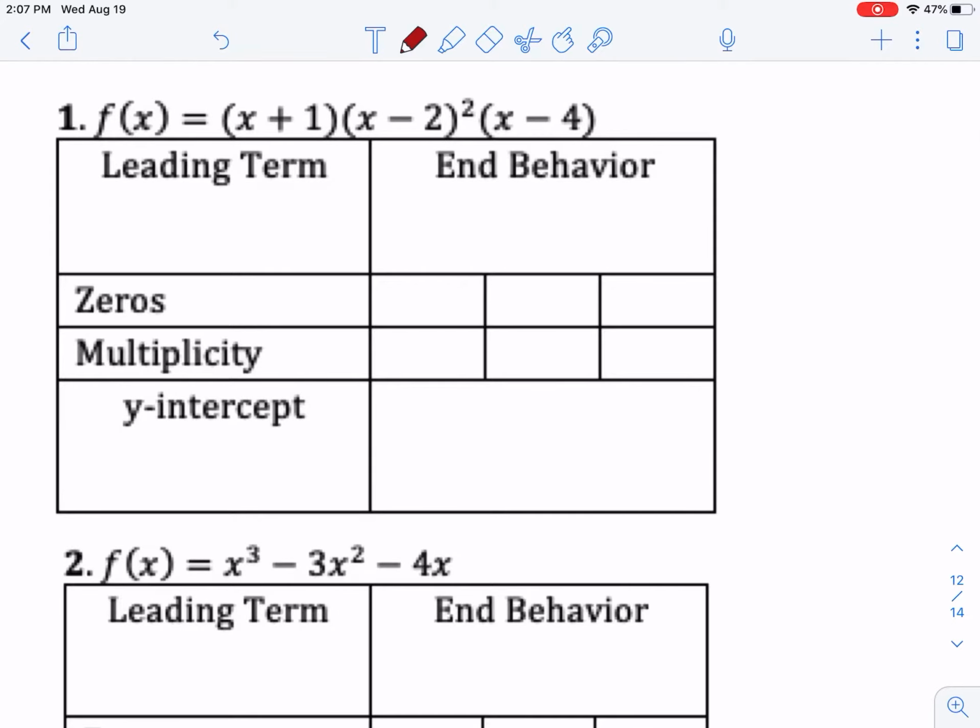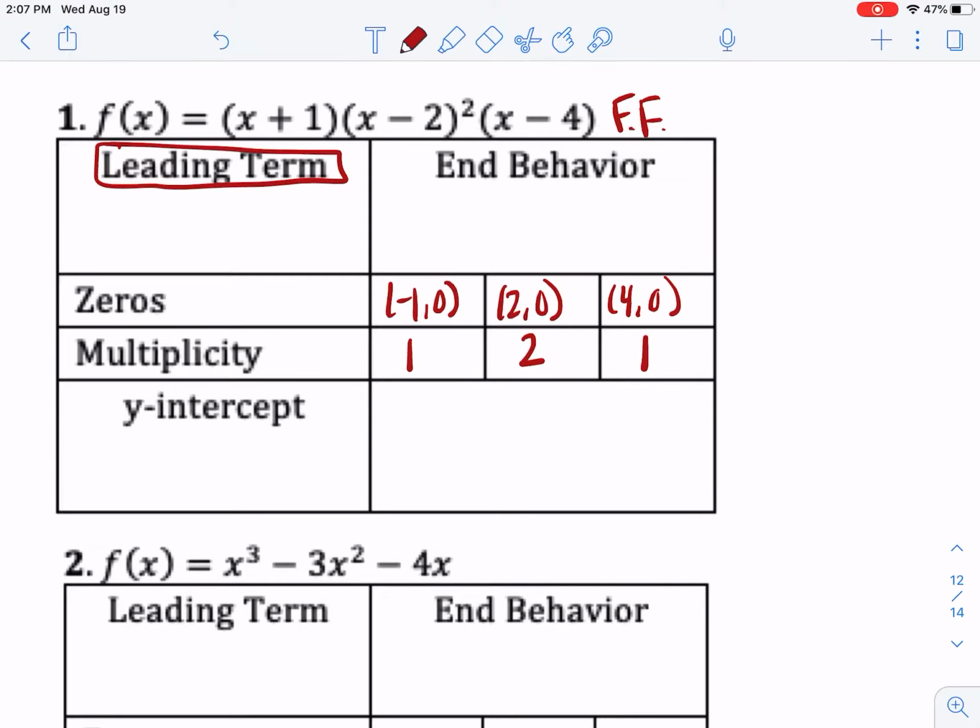So I'm actually going to start with it's in factored form, which this one is. It's actually easier to start with your zeros. So I know I have a 0, a -1, 2, and 4. The multiplicity here is 1, 2, and 1. The reason I did that is because we need to know the information about our leading term. Is it positive or negative? Is it even or odd?